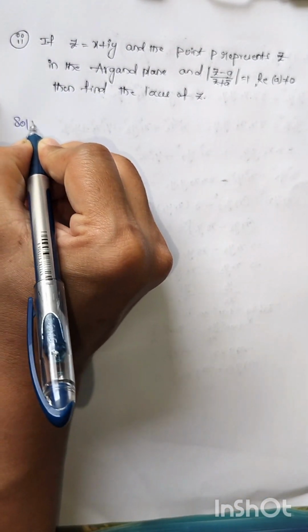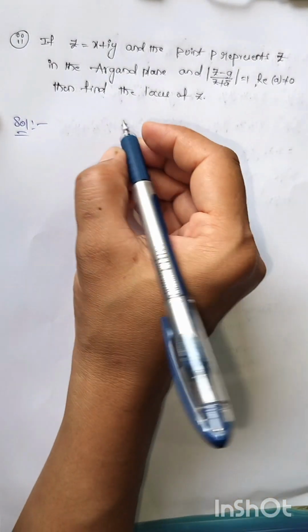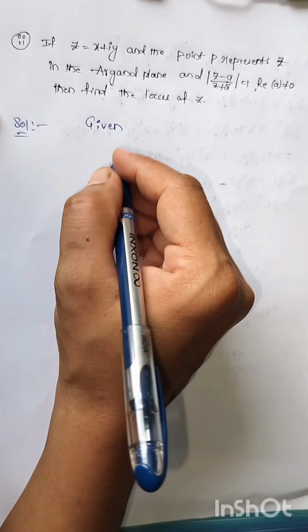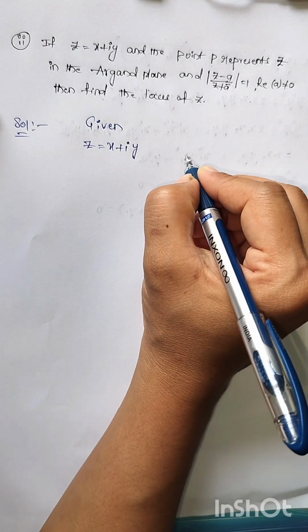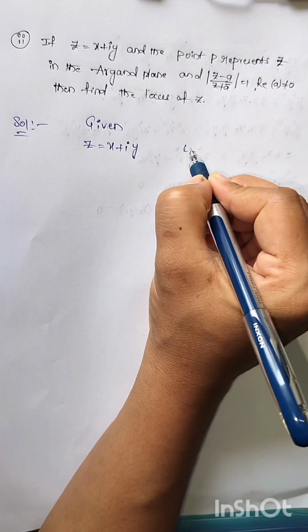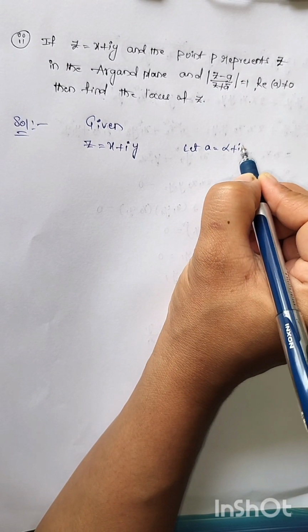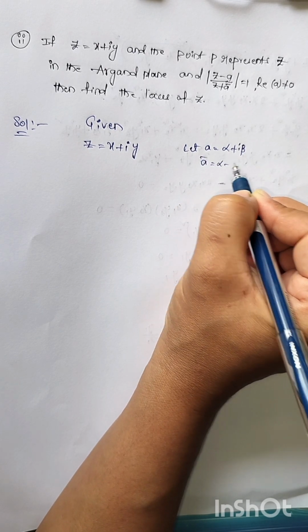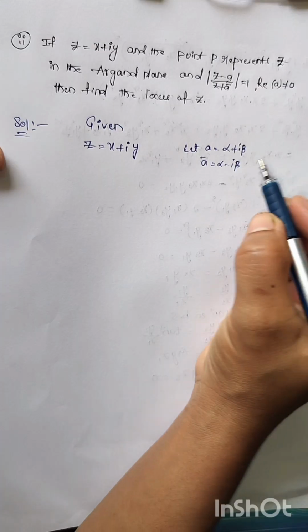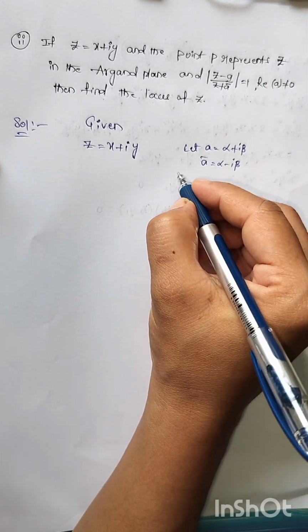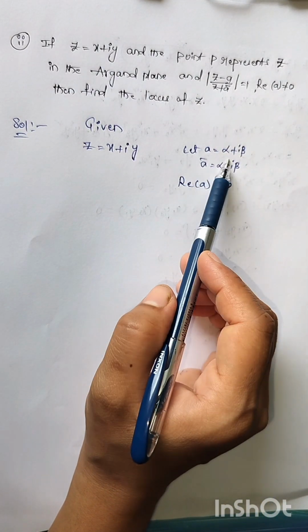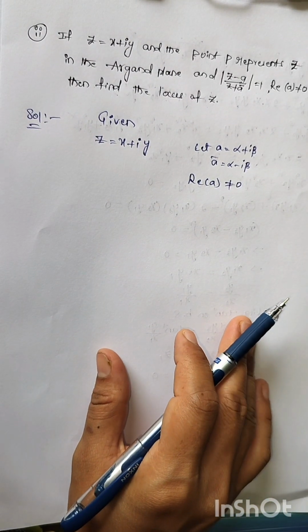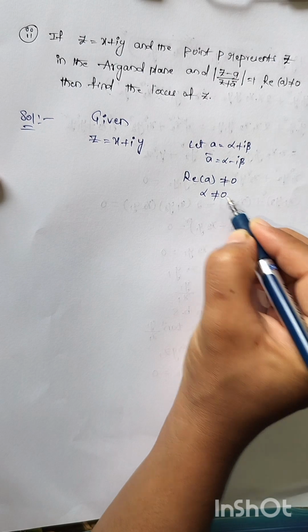Solution. Given z is equal to x plus iy. In this I am taking let a equal to alpha plus i beta, a bar is equal to alpha minus i beta. This is the conjugate of this one. Given real part of a not equal to 0, in this the real part is alpha, the imaginary part is beta. So real part not equal to 0, so alpha not equal to 0.